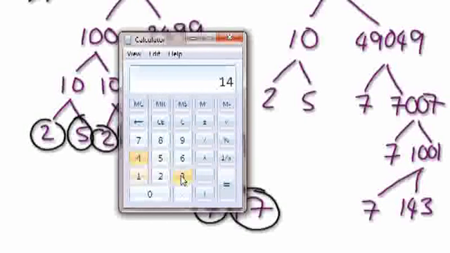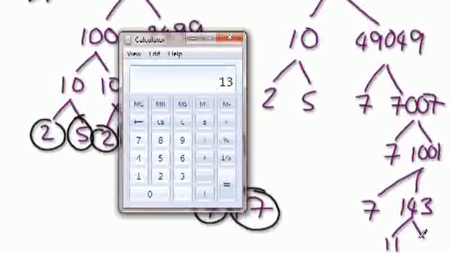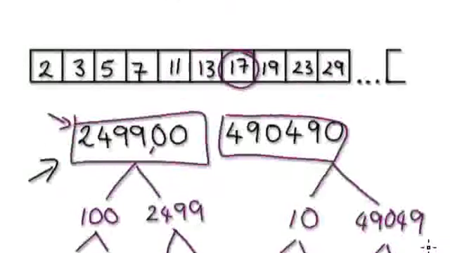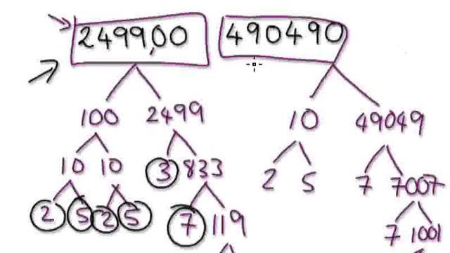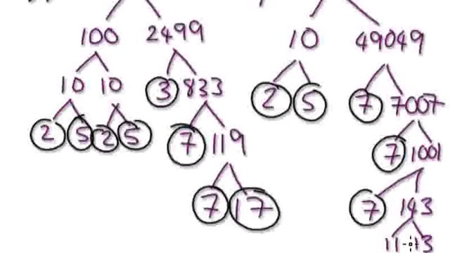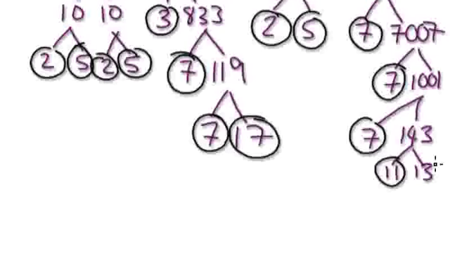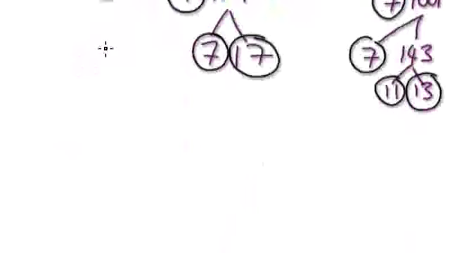So let's try and divide 143 by 11, because 11 is the next prime. Yep, it works. So you can think of 143 as 11 times 13. And I think 13 is a prime. Yep, 13 is a prime. So again, this number here we've broken up as a 2 times a 5 times a 7 times a 7 times a 7 times an 11 times a 13. These are all primes. So let's start to write this number here.